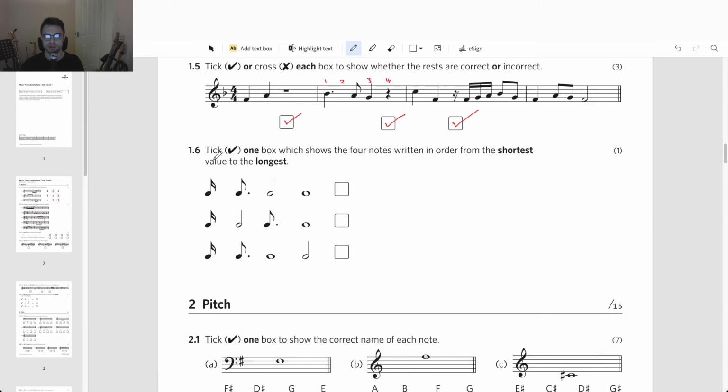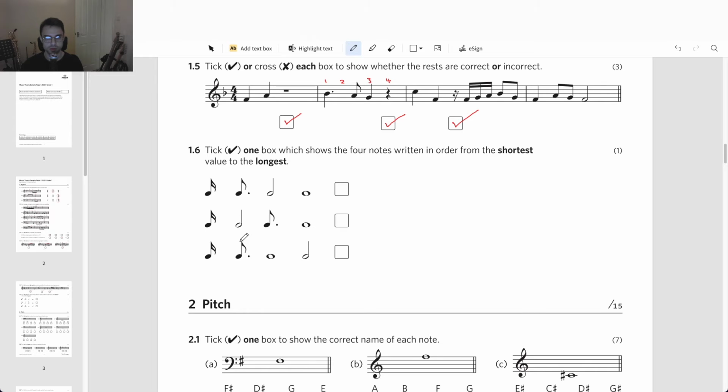Okay, 1.6. Tick 1 box which shows the 4 notes written in order from the shortest value to the longest value. All right, shortest value to the longest value. So they all start with semiquavers, which are the shortest in this entire example. What is next here? This one is a dotted quaver. And this one is a minim.